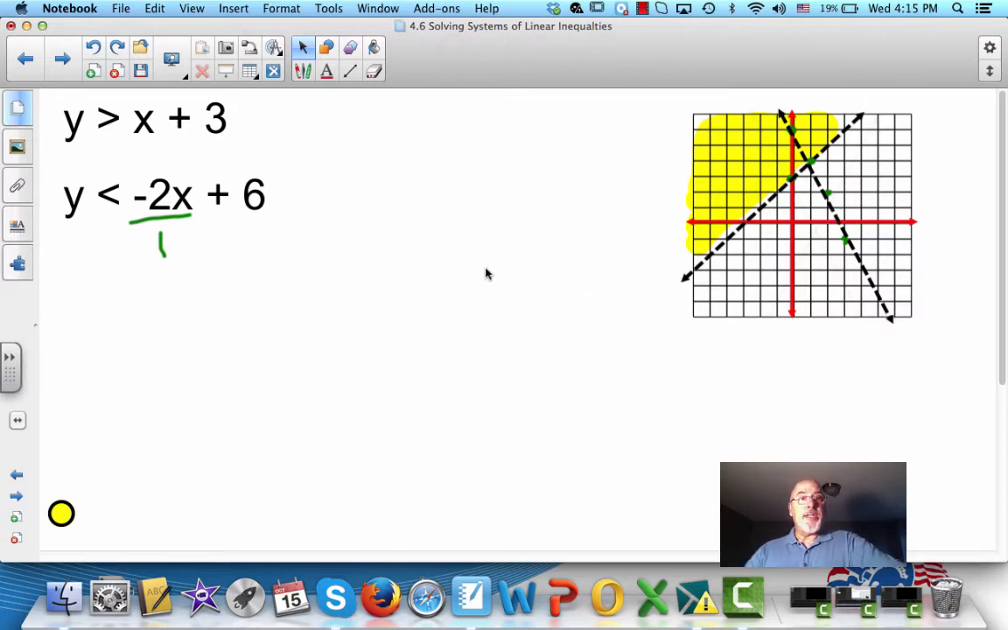Now where am I going to shade this one? It says less than, so that means I'm going to shade below it. So let's get a color to shade with. We'll shade with blue this time. So we shade below the line. Yellow and blue make green.